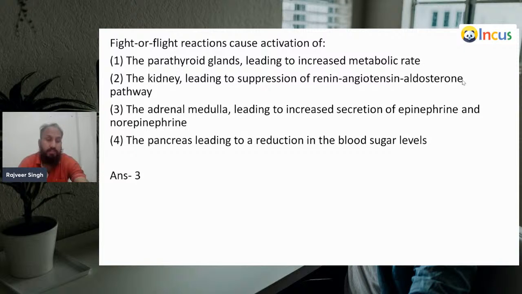Next one, the fight or flight reaction causes activation of what? Parathyroid glands leading to increased metabolic rate, the kidney leading to suppression of the renin, angiotensin, aldosterone pathway, the adrenal medulla leading to increased secretion of epinephrine and norepinephrine, the pancreas leading to the reduction in the blood sugar level. Yes, the answer will be third.